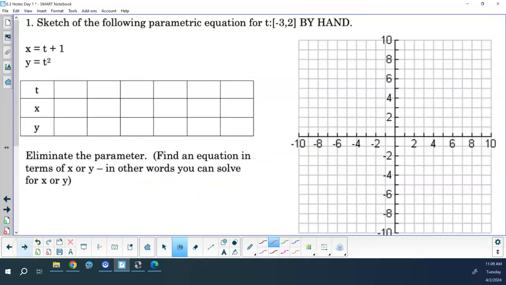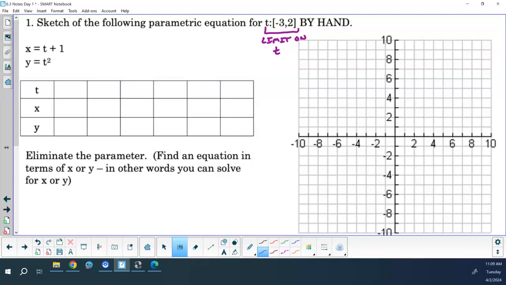Here's number one on your note sheet now. Okay? So we want to sketch the following parametric equation for T is in the realm of negative 3 to positive 2. This right here is very important. It limits the T values that you put in. You are only going to put in T values between negative 3 and positive 2. Okay? So you're only going to put those in.